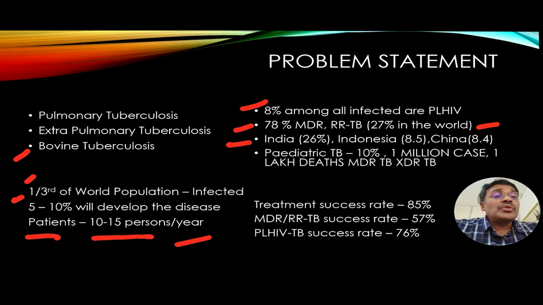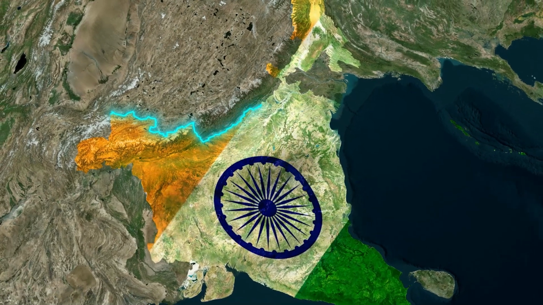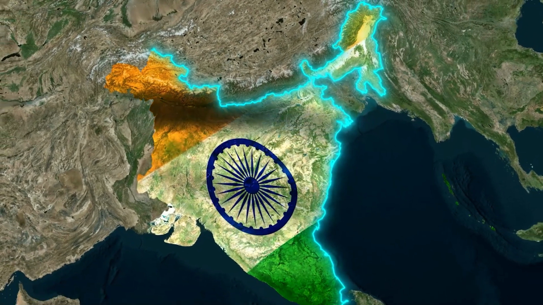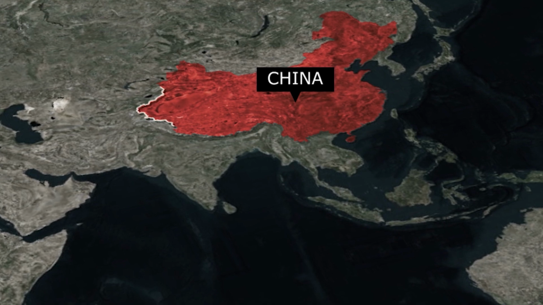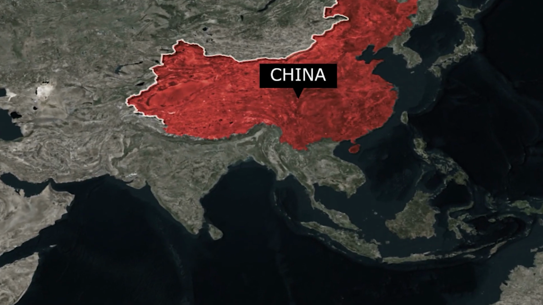India accounts for 26% of the global burden of tuberculosis. So India is number one in terms of burden of tuberculosis in the world, followed by the second country, which is Indonesia, 8.5%, followed by the third country, which is China. It is 8.4% in terms of tuberculosis burden.